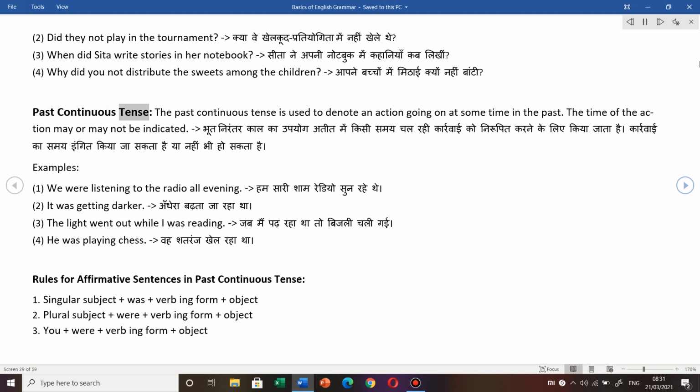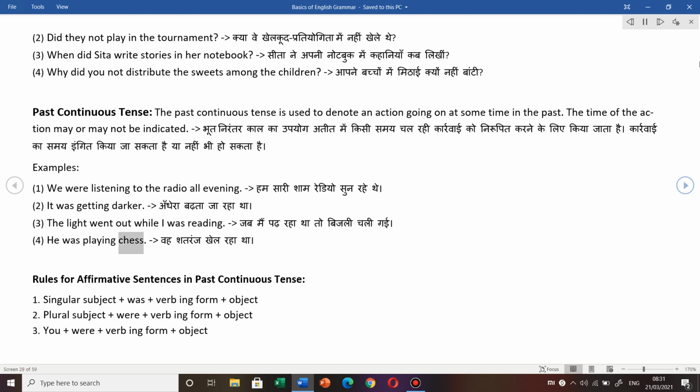Past continuous tense. The past continuous tense is used to denote an action going on at some time in the past. The time of the action may or may not be indicated. Examples. We were listening to the radio all evening. It was getting darker. The light went out while I was reading.